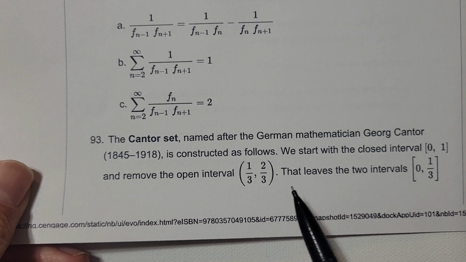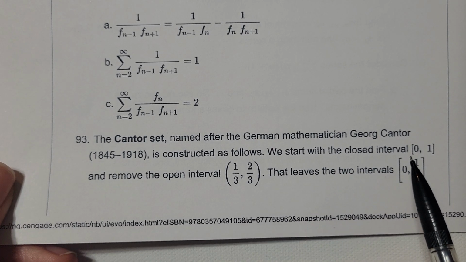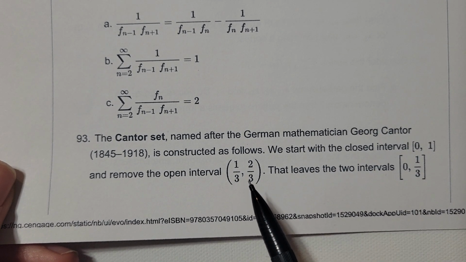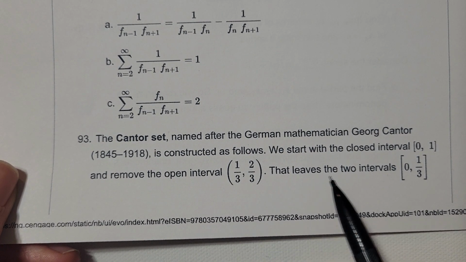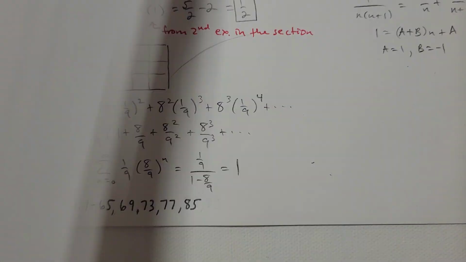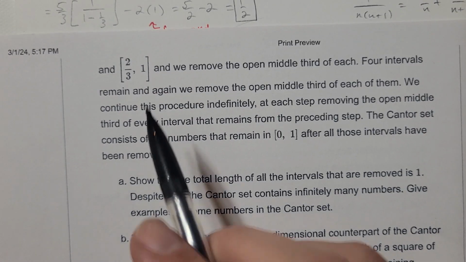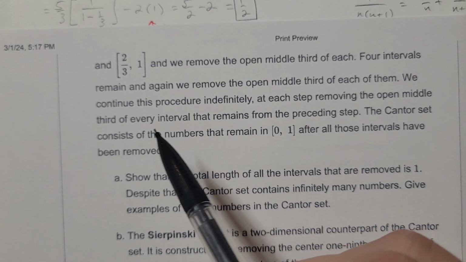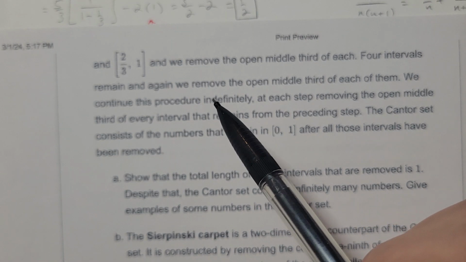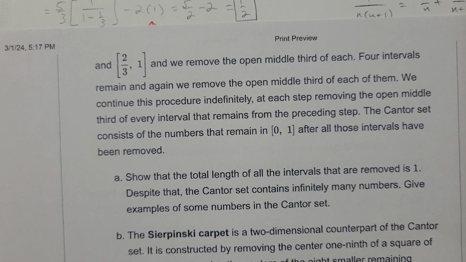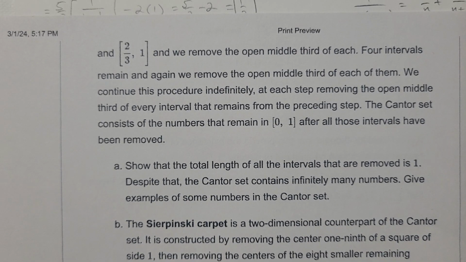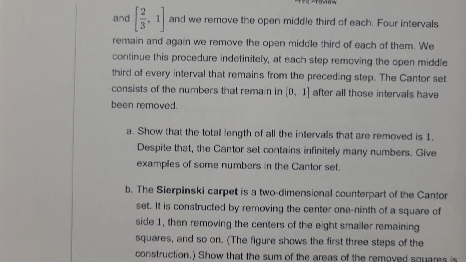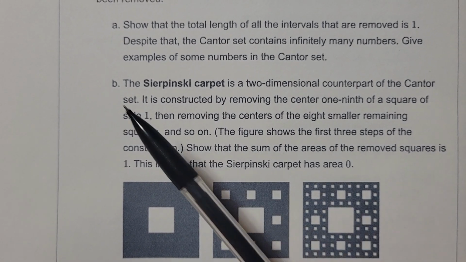Okay, so a Cantor set is basically where you're starting with the interval 0, 1, and you're removing the middle 1/3 interval each time. That's going to leave the two intervals 0 to 1/3 and 2/3 to 1. Then if you remove the middle 1/3 of those two intervals, and continue to do that infinitely many times, the numbers that would remain are called numbers in a Cantor set. We're just going to do part B, like I said.